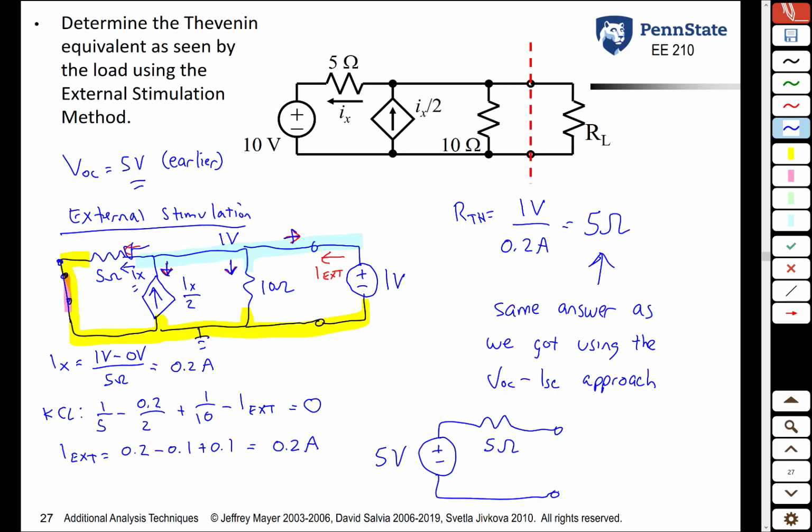This concludes today's lecture. Next class, we'll look at a circuit where you have to use this external stimulation method. Once again, it's more work than the VOC-ISC method, which in turn is more work than the equivalent resistance method, but we're going to see that there are some circuits where you have to use this third approach. We'll look at that next class.